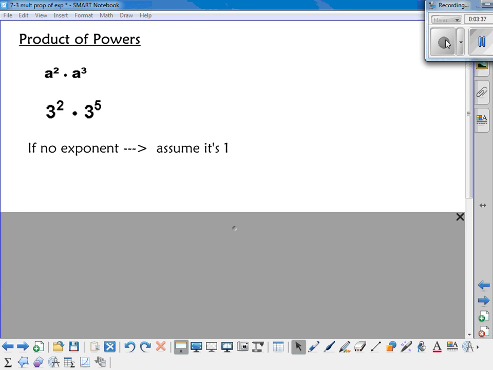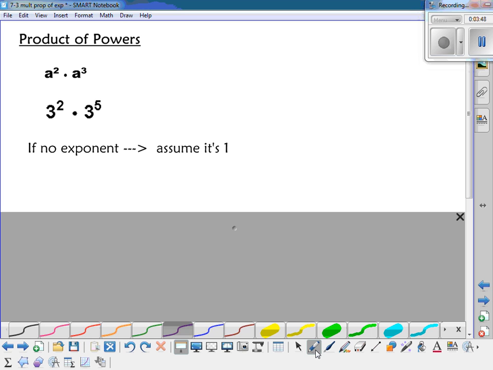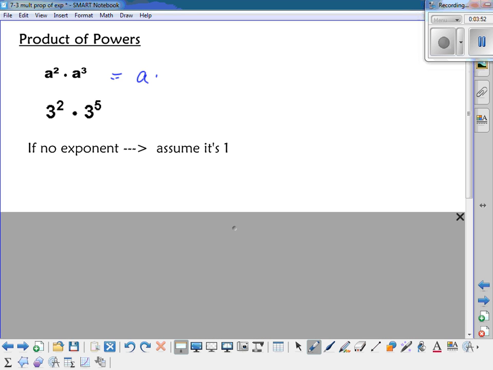All right, so the first thing we're going to talk about is the product of powers. So product means multiplication, and powers means I've got an exponent. So if I have a squared times a cubed, that's like I have a times a, that's my a squared, and a cubed is a times a times a, right? So a times a times a times a times a, how many a's do I have? 5, so it would be a to the 5th.